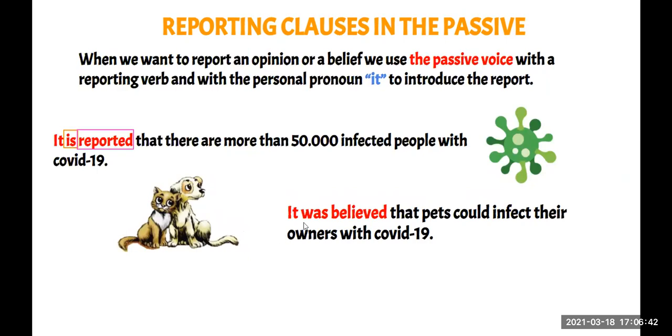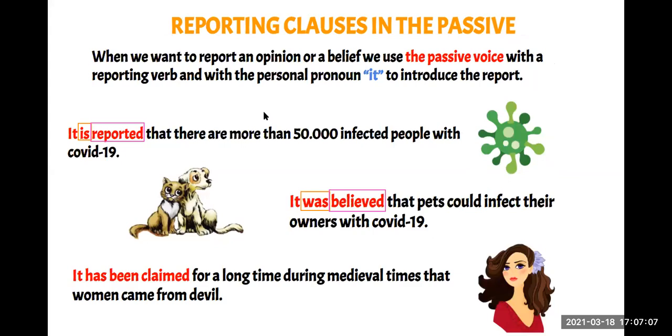We are starting our sentence with it, and we have the passive voice here. We have the verb to be in the past, was, and the verb in the past participle. It was believed. Okay, let's go to the next example. It has been claimed for a long time during medieval times that women came from the devil.